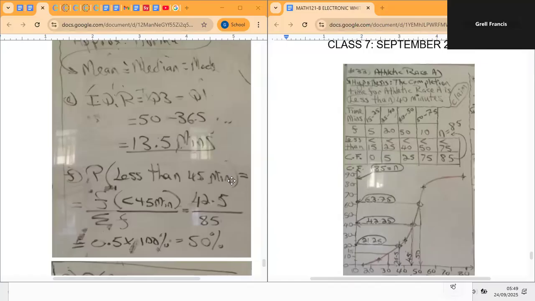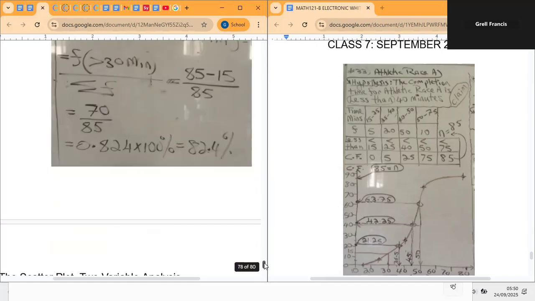So what we do, we go on the horizontal axis to look for 45 minutes. Okay, and then we trace the vertical line up and across, and we get about 42.25 athletes completing in less than 45 minutes. So the probability would be the number of athletes of less than 45 minutes, which is 42.5, divided by the total number of athletes, which is 85, and then we get the value of 0.5 times 100%, that will be approximately 50%.